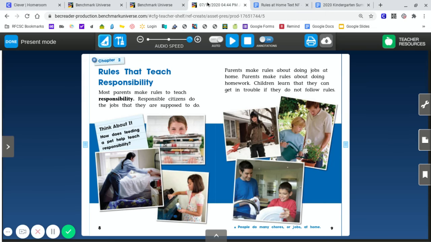I want to go back to the text and I want to talk about the two details. Now, details tell us more. So, what are two details, or what are two rules that parents make about teaching responsibility? One of them is parents make rules about doing jobs at home, and parents make rules about doing homework. Those are right in the text. I wanted to show you that they are right in the text.